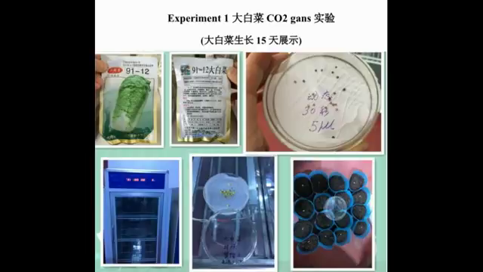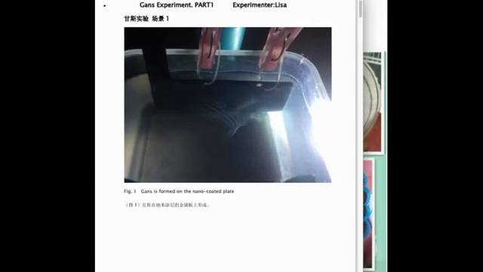Yes, likewise. Should we move into that experiment right away, Lisa, or do you want to show your GANs experiment? Yeah, I can show my GANs experiment.